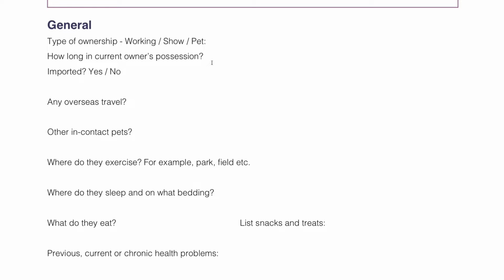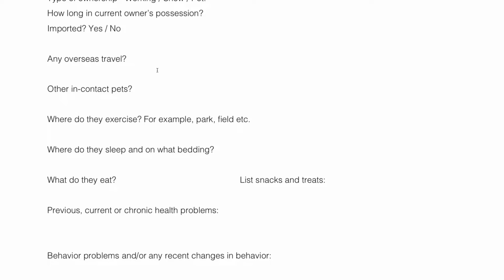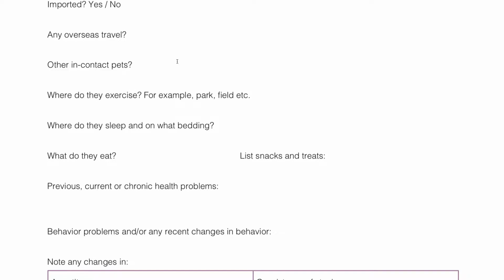How long it's been in the owner's possession, which is particularly important when you're thinking about whether it's had previous skin problems before, whether the pet was imported, which, as I'm sure you can imagine, imported pets are always more likely to bring over random bugs and things with them. And the same applies really with overseas travel. Other in-contact pets.